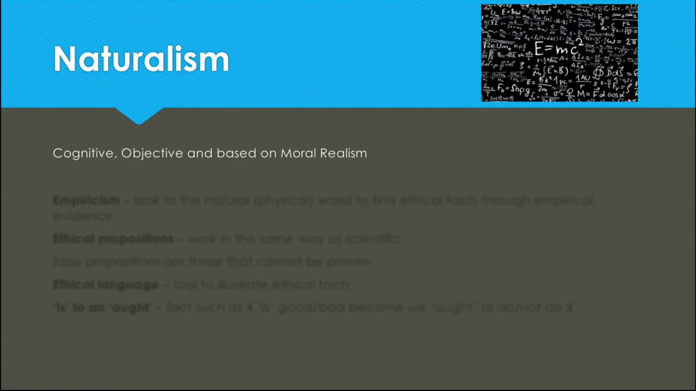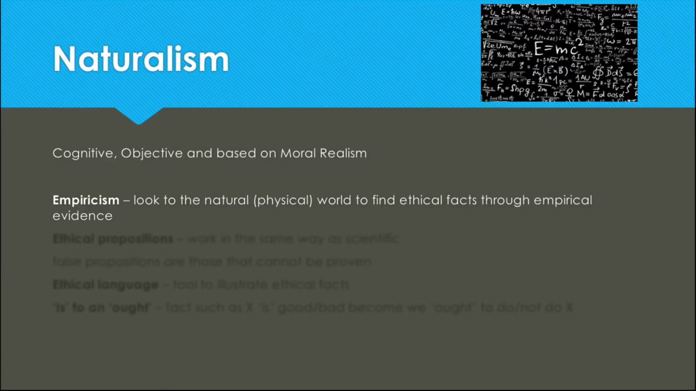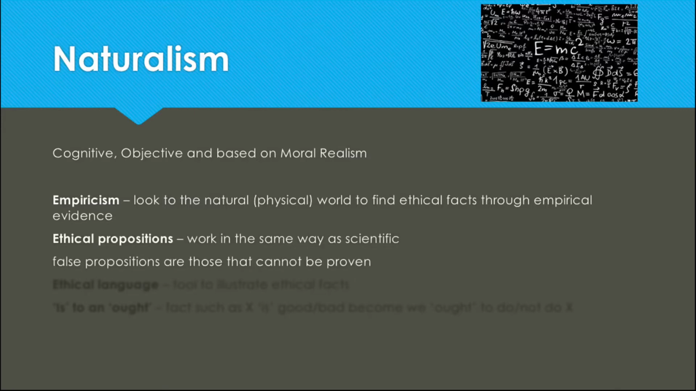So on naturalism, you've got a ton of things you can stick in the introduction. It's cognitive, objective, based on moral realism. But it's basically an application of empiricism to ethics. So we look into the natural world to find ethical facts through empirical evidence, and therefore ethical propositions work in the same way as scientific propositions.